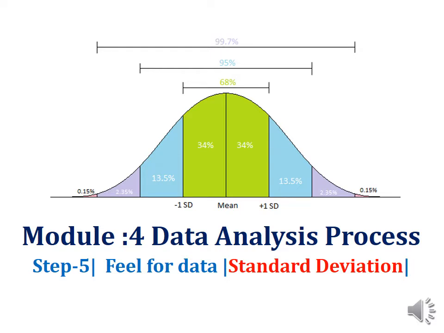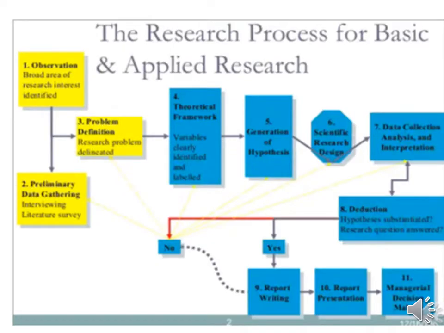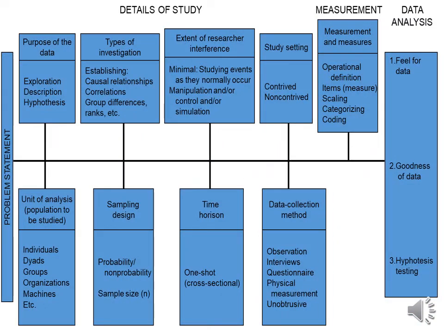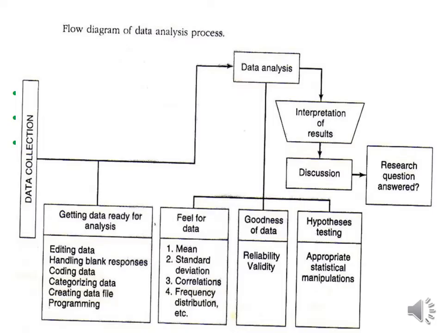Deviations, and this is one of the statistical measures we use for data dispersion. As you know, the research process for basic and applied research has step 6, scientific research design, which you have also seen in the slides: details of study, measurement and data analysis. Now we are discussing the feel for data steps, and today we are discussing data analysis step 5, regarding the feel for data: standard deviation. Here you can see the data analysis framework.